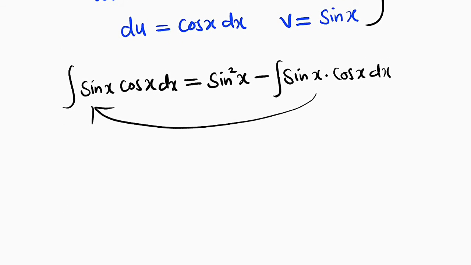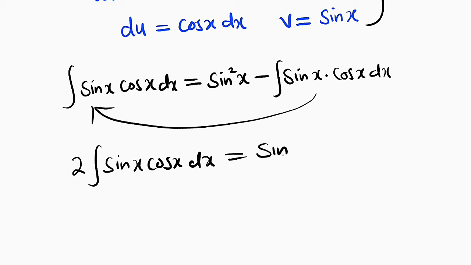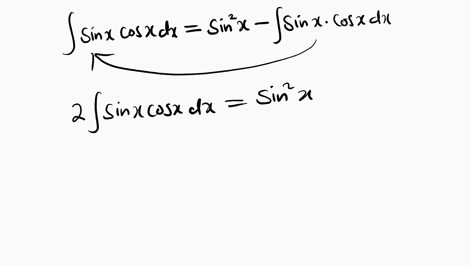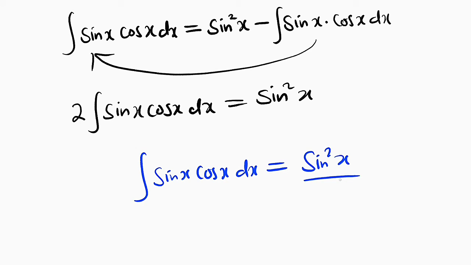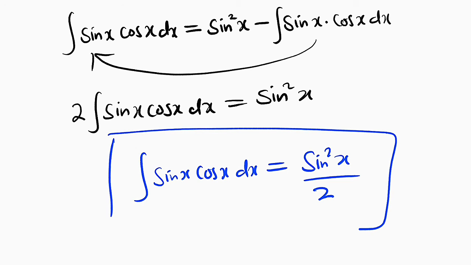It becomes positive, which makes 2 of this integral of sine x cosine x dx equal to sine squared x. Since this is what we are looking for, we can divide both sides by 2. Finally, the integral of sine x cosine x dx is equal to sine squared x divided by 2. And therefore, the integral of sine x cosine x dx is nothing but sine squared x divided by 2.